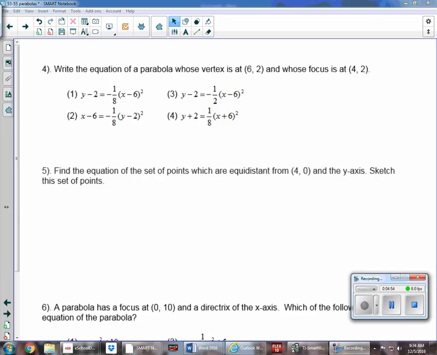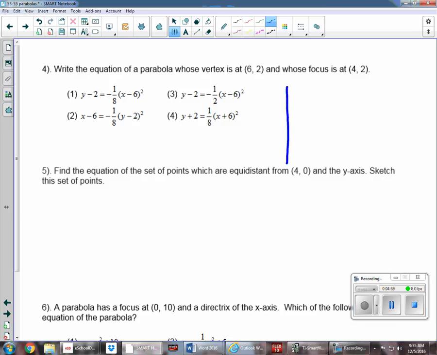Moving into the mixed practice section. If you look at example 4, it tells you you have a vertex at (6, 2) and a focus at (4, 2). So now, if the parabola hugs the focus, it's facing to the left, which means that it's a y-squared parabola.